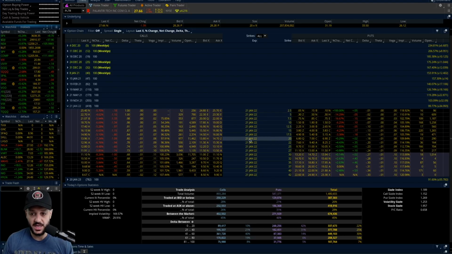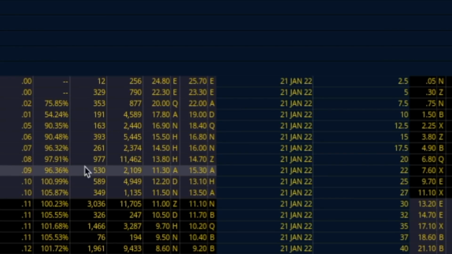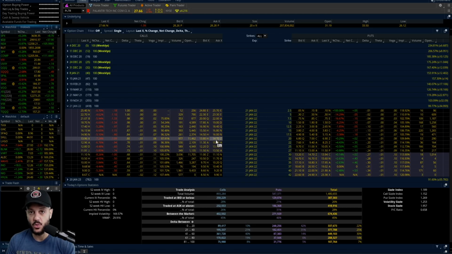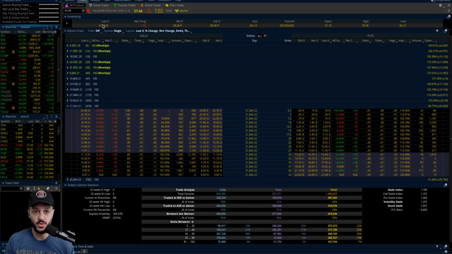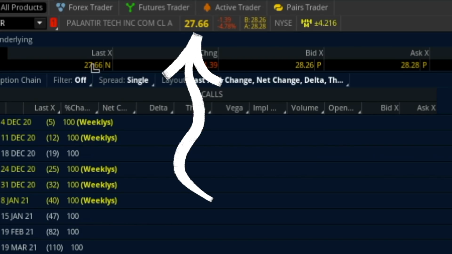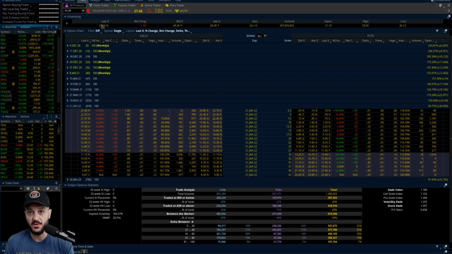So in this case, we could buy the $20 LEAPS on Palantir for $14.70. Remember, we have to multiply this by 100. So $1,470 to control 100 shares of Palantir, as opposed to paying $2,766, which is based on the stock price. And the same thing applies for every dollar that Palantir moves up in its stock. That call option right there will move up 80 cents based on the stock movement.